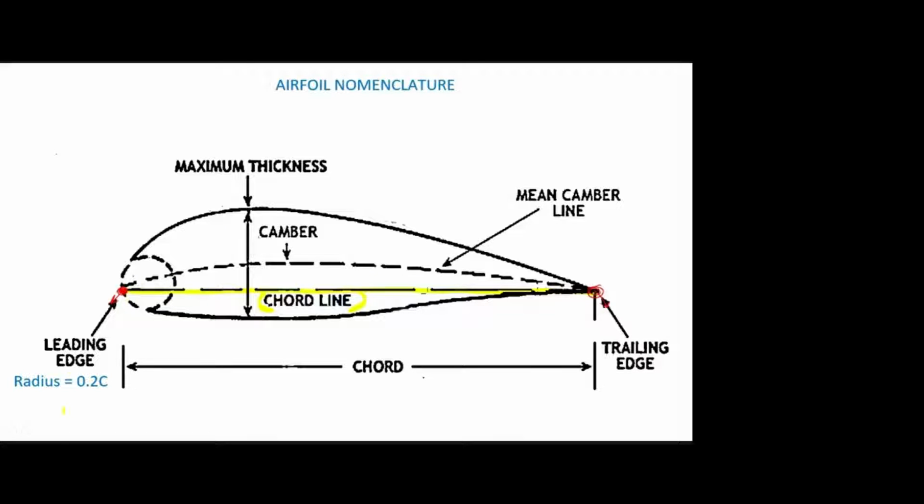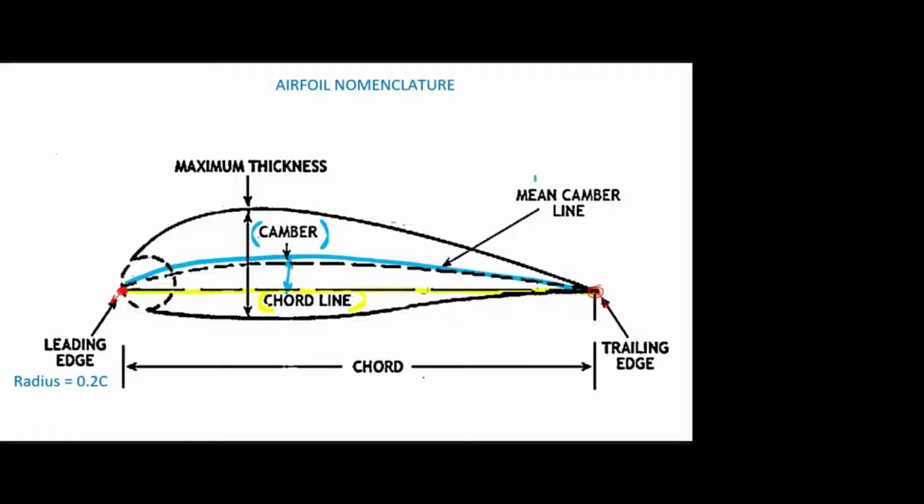Then we have additionally the camber line. So this is the camber line. This camber line equally divides the airfoil. So the difference between the chord line and camber line: chord line is just a straight line which joins the leading edge and trailing edge, but camber line equally divides the airfoil, and the distance between this camber line and chord line is the camber.